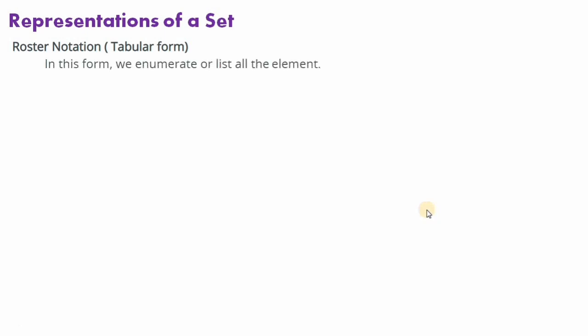Now let's learn about the representation of sets. Basically, sets are represented in two ways. The first way is roster form, roster notation, or we call it tabular form as well. Tabular means in a table, where you note down all the data. So when you represent a set in roster form, you have to mention each and every element, and those elements are represented within a curly bracket, or braces. In this form we enumerate or list all the elements.